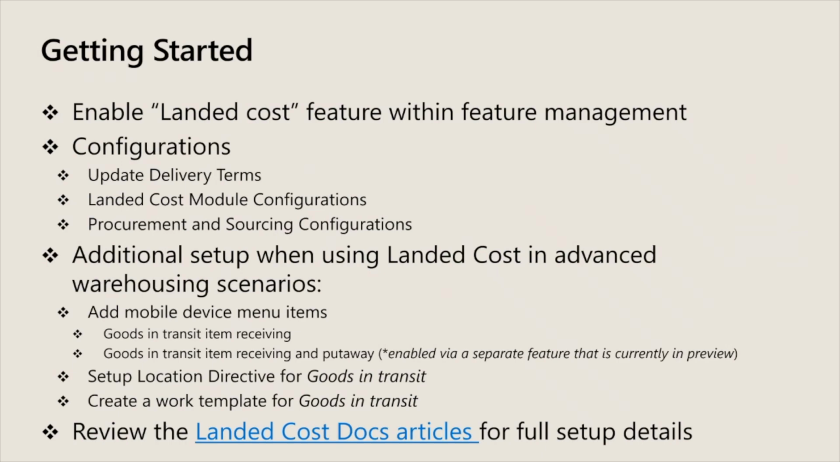So you need to add some menu items for those goods in transit orders. And then we also have to set up some location directives and work templates for that new order type in the system as well. And as I mentioned, there is a link to the landed cost docs article that will walk you through step by step all of these various setups that are required.